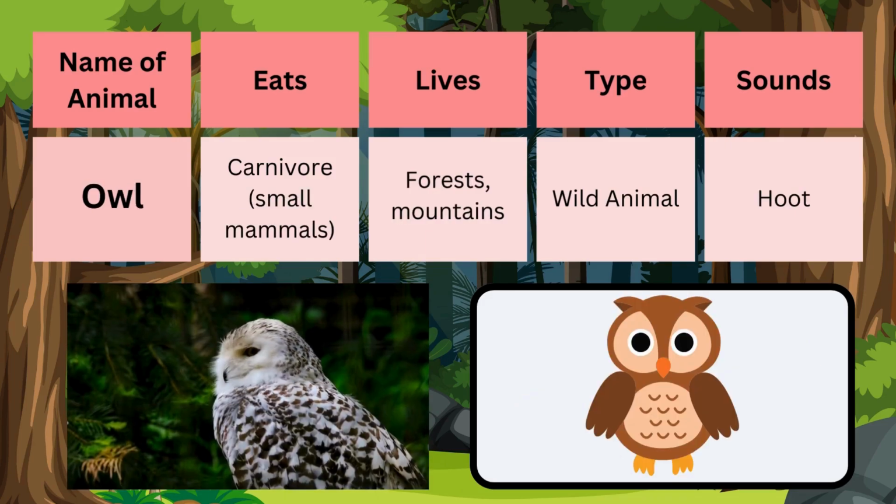Owl. Owl eats carnivore small mammals. Lives in forests, mountains. Owl is a wild animal. Sounds.